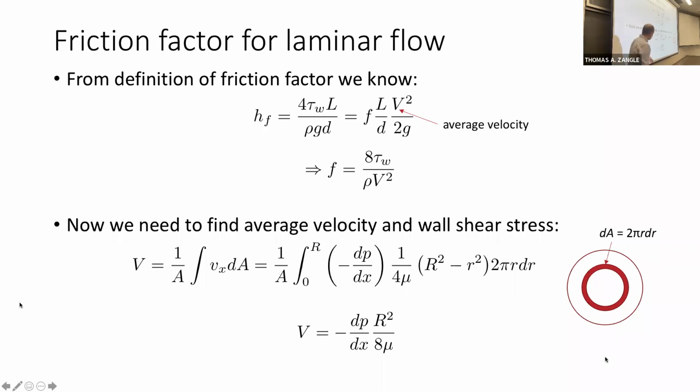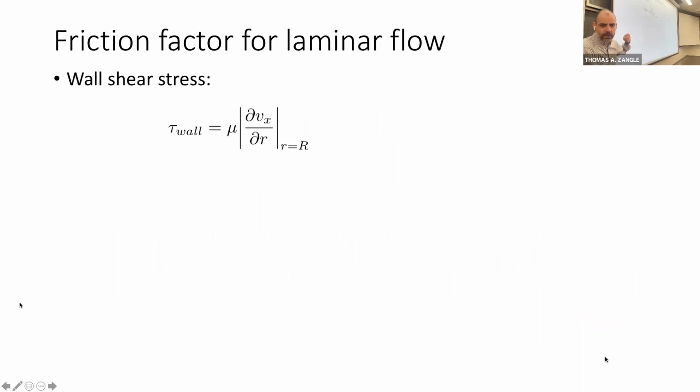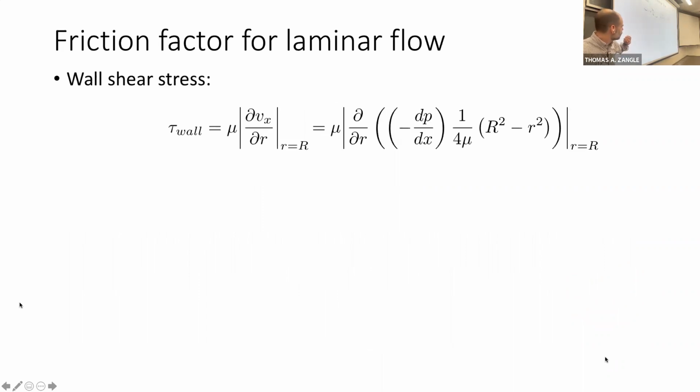Okay, so we have our V average. Tau wall is mu dVx/dr at r equal to R. So again, to expand this out, this would be mu d/dr of our velocity profile, and we're going to evaluate it at the full radius of the pipe. And so we have tau wall is R over 2 times, in this case I'm writing it out as the magnitude of dp/dx, to avoid confusion with the negative sign.